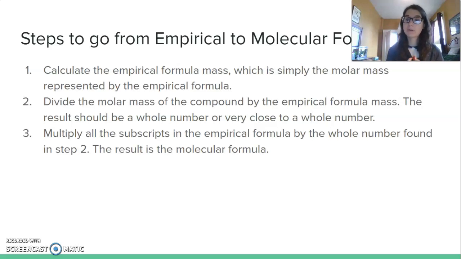Next, you divide the molar mass of the compound, which again is given and comes from the analytical machine, by the empirical formula mass. The result should be a whole number or very close to a whole number. Then you multiply all the subscripts in the empirical formula by that whole number that you got in step 2. This is the molecular formula.